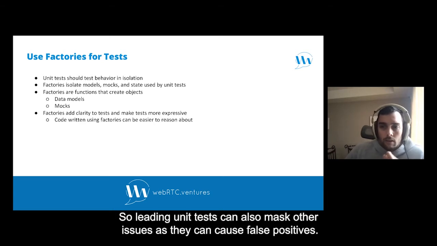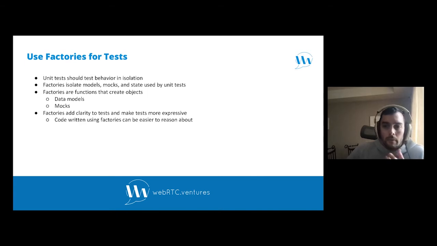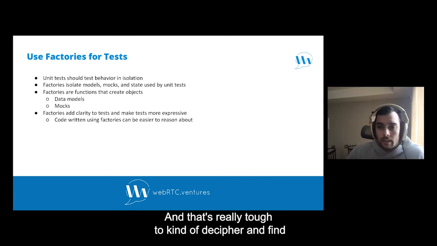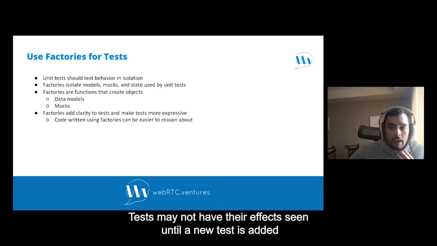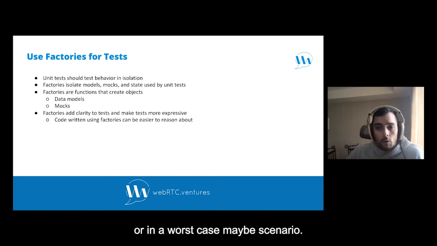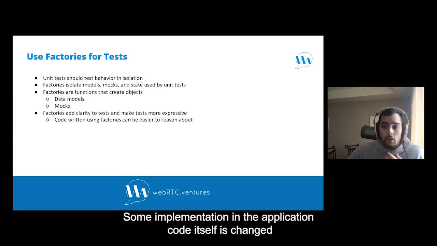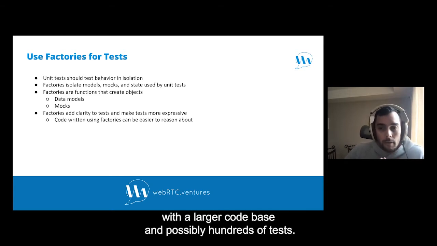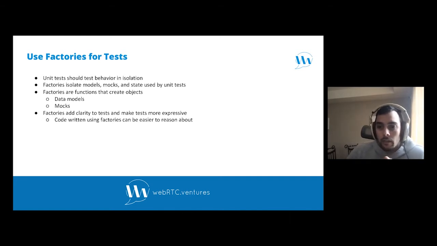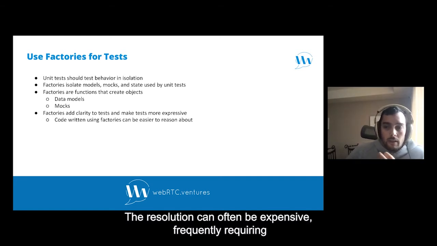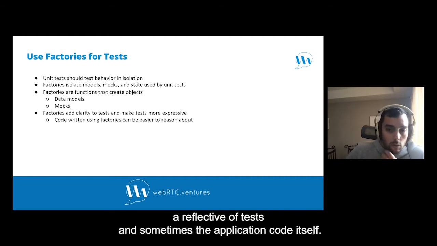Bleeding unit tests can also mask other issues, as they can cause false positives. And that's really tough to decipher and find when you're having these problems. For example, bleeding tests may not have their effects seen until a new test is added, or in a worst case scenario, some implementation in the application code itself is changed. With a larger code base and possibly hundreds of tests, a bleeding test can be very difficult to find and resolve. The resolution can often be expensive, frequently requiring a refactor of the tests and sometimes the application code itself.